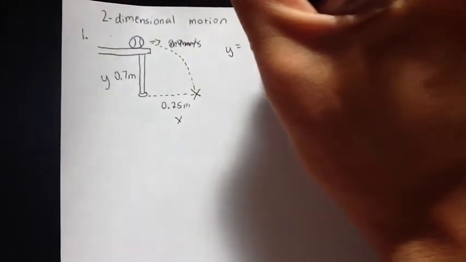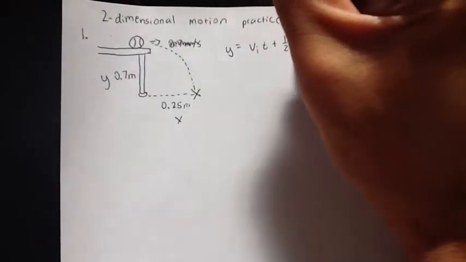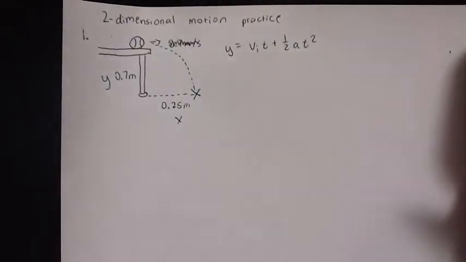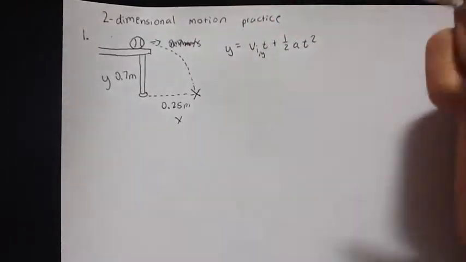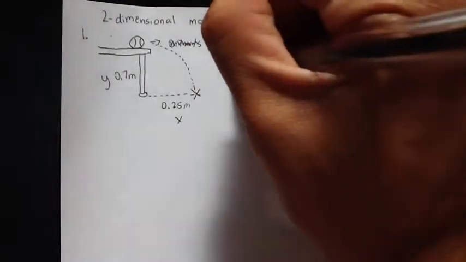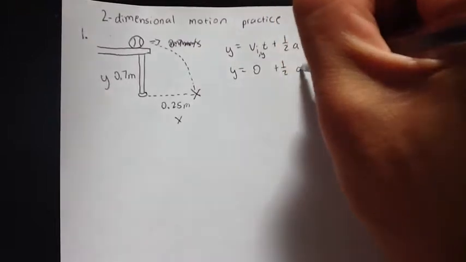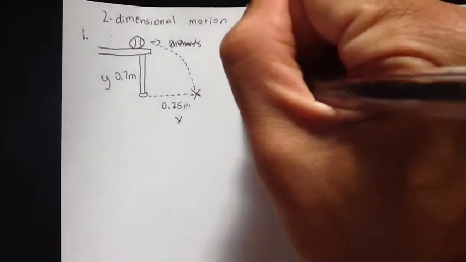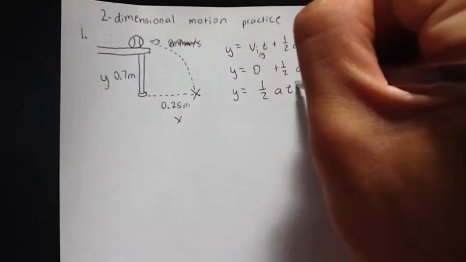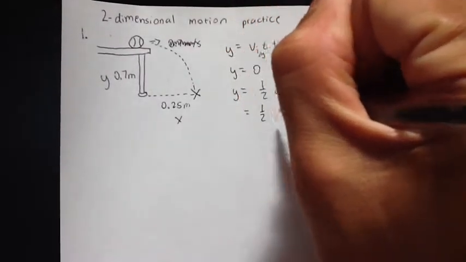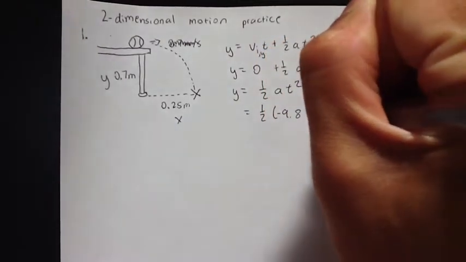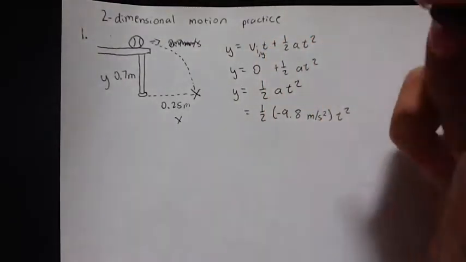So because there's no y velocity, usually we would say that y equals the initial velocity times t plus 1/2 acceleration times time squared. But since the initial velocity is 0 in the y direction, y equals 0 plus 1/2 at squared, or y equals 1/2 at squared. In the y direction, acceleration is always negative 9.8 meters per second squared. And in this case, we're looking for time.